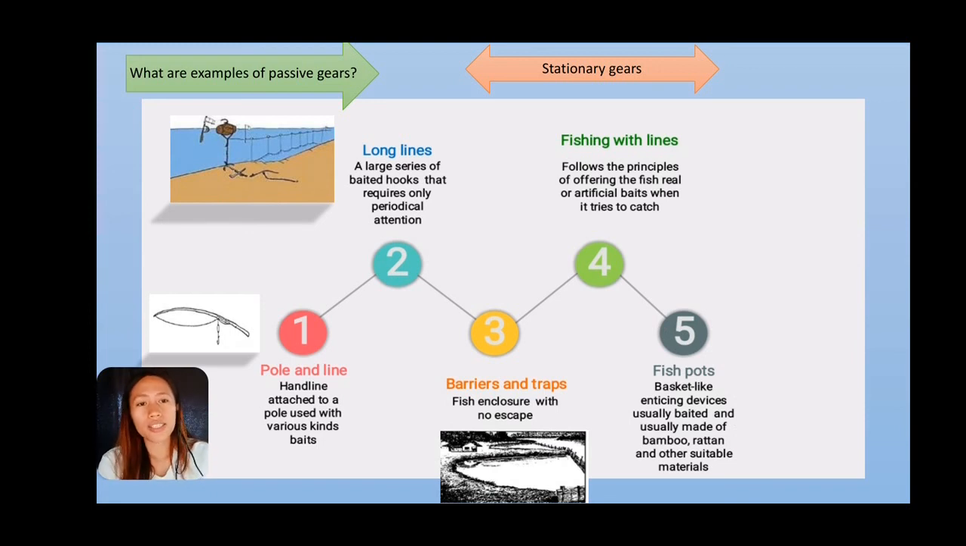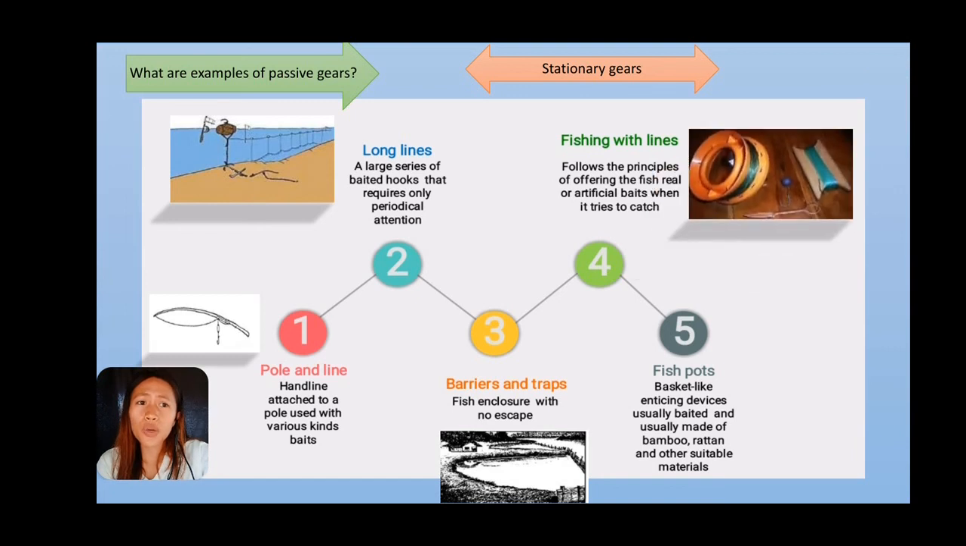Or patience. The third one is the barriers and traps. Barriers are where the fish have no escape. Once the fish enter your trap, they can never go back to where they came from. They can never escape. Next one is fishing with lines.